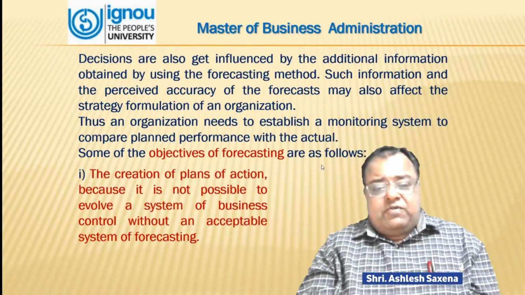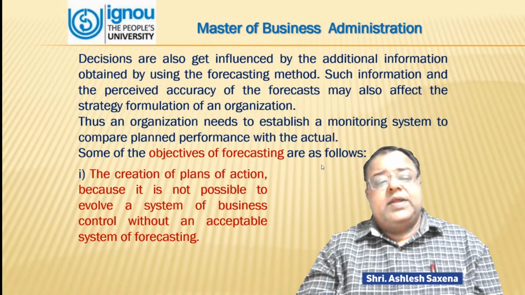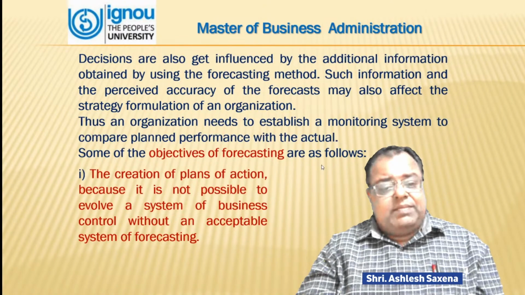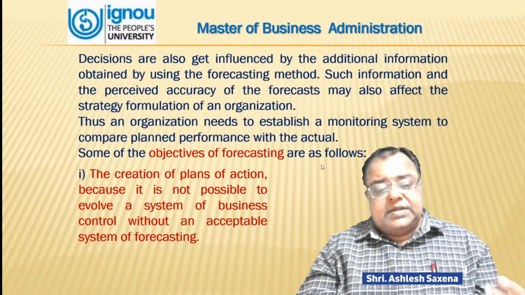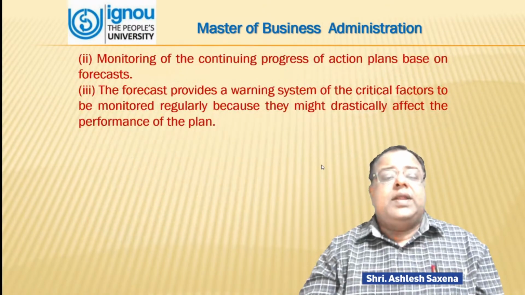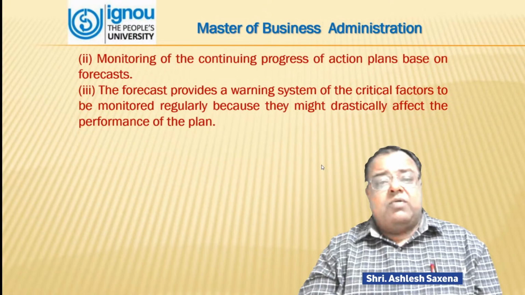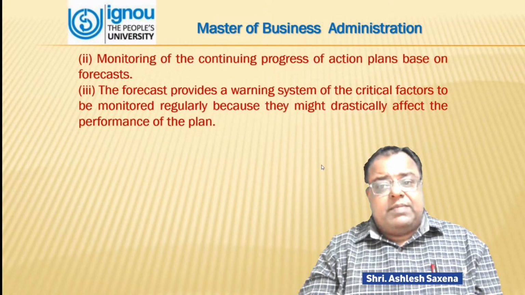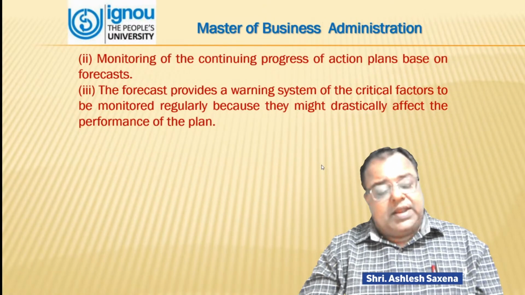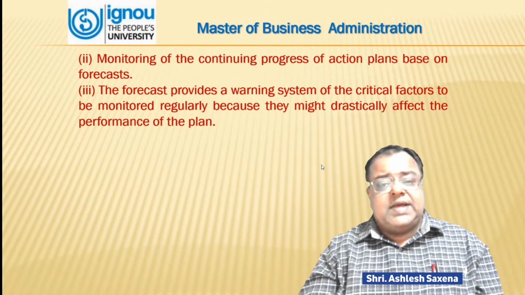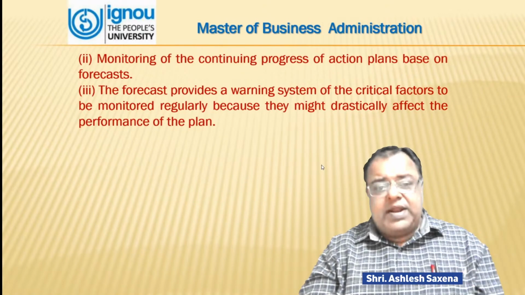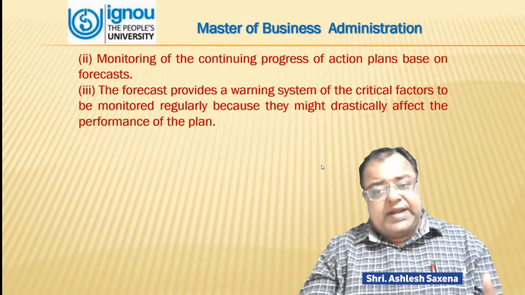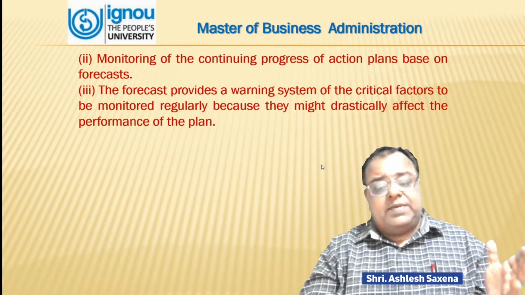Some of the objectives of forecasting are, number one, creation of plans of action, because it is not possible to evolve a system of business control without an acceptable system of forecasting. Number two, monitoring of the continuing progress of action plans based on forecast. Number three, the forecast provides a warning system of the critical factors to be monitored regularly because they might drastically affect the performance of the plan.